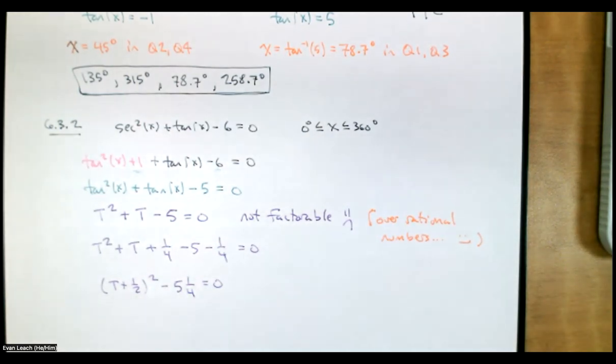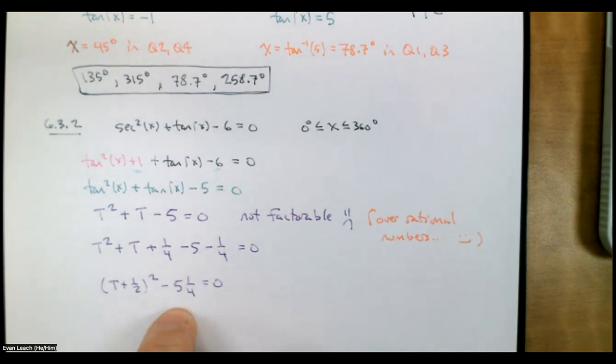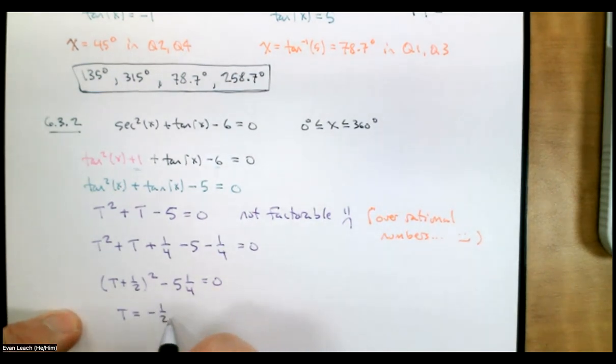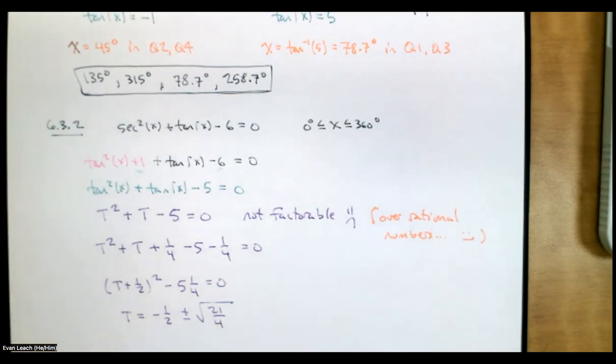So we take half of the coefficient of t, that's 1/2, and we square that to get 1/4. I have a squared trinomial, t squared plus t plus 1/4, which is t plus 1/2 squared, and minus 5 minus 1/4. So now I can add the 5 1/4 to both sides, take the square roots, and then subtract 1/2. So t is negative 1/2 plus or minus the square root of 5 1/4. I'll call it 21/4 to make it more calculator friendly.